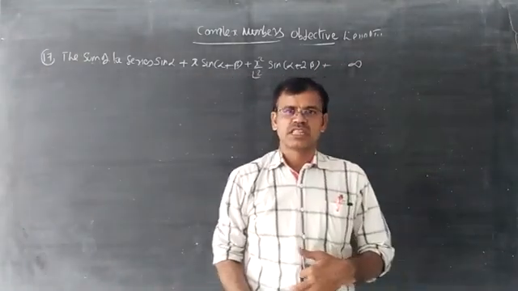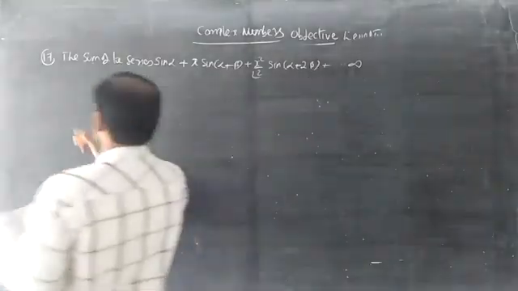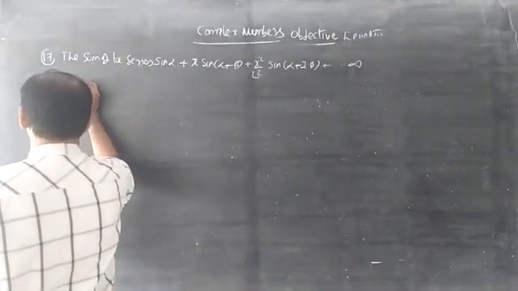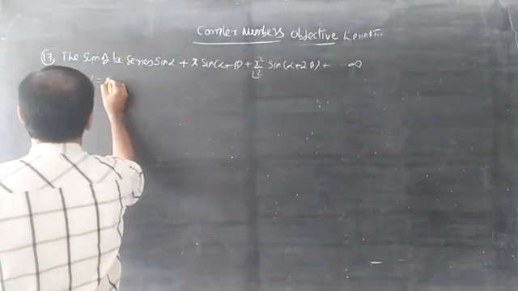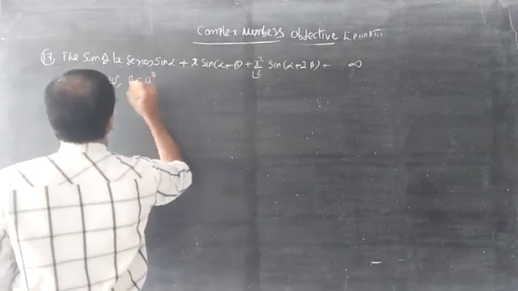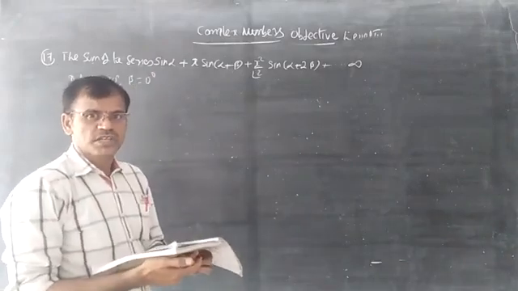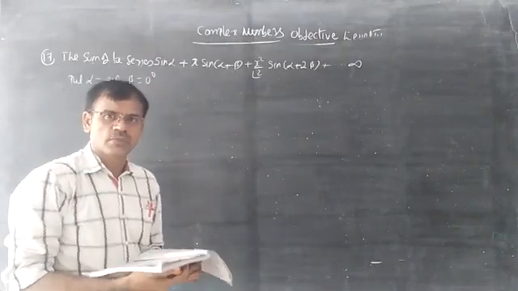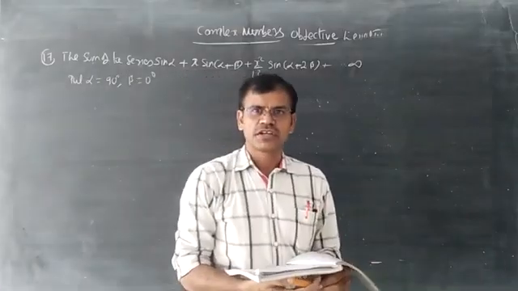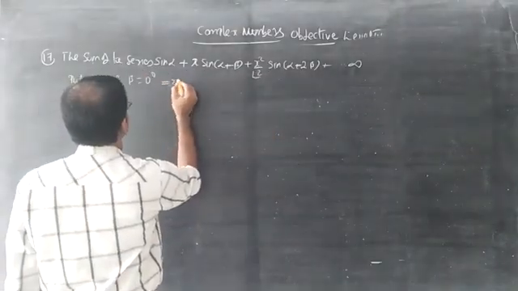The lengthy method is there, but it is better to use a shortcut on this one. Put alpha equal to 90 and beta equal to 0. So many times I said that while facing cos terms or sin terms, you can apply 0 degrees or 90 degrees. Put it here, so it is becoming 1.